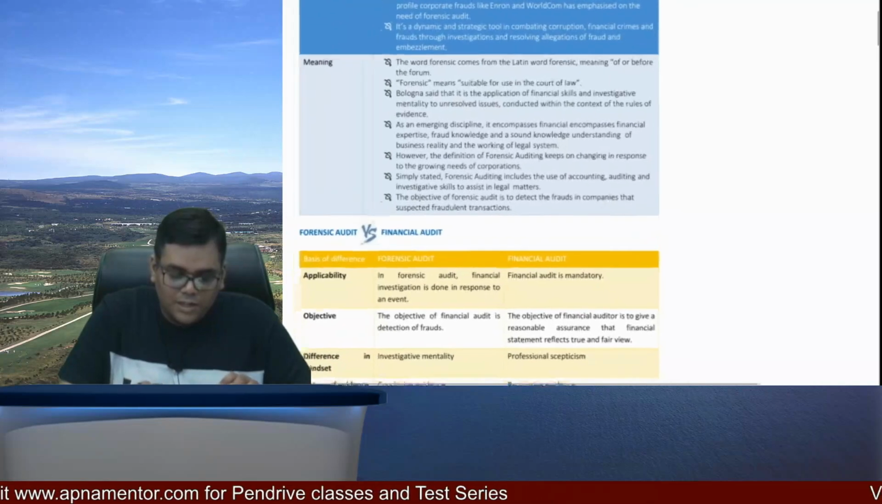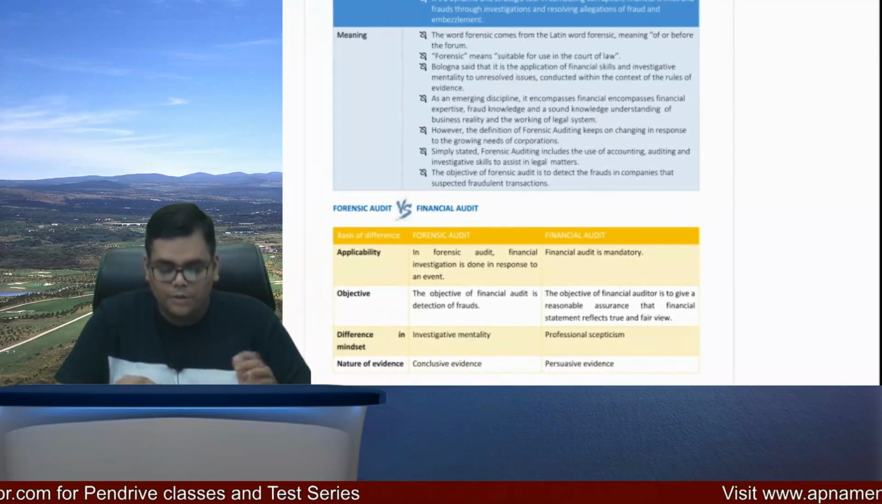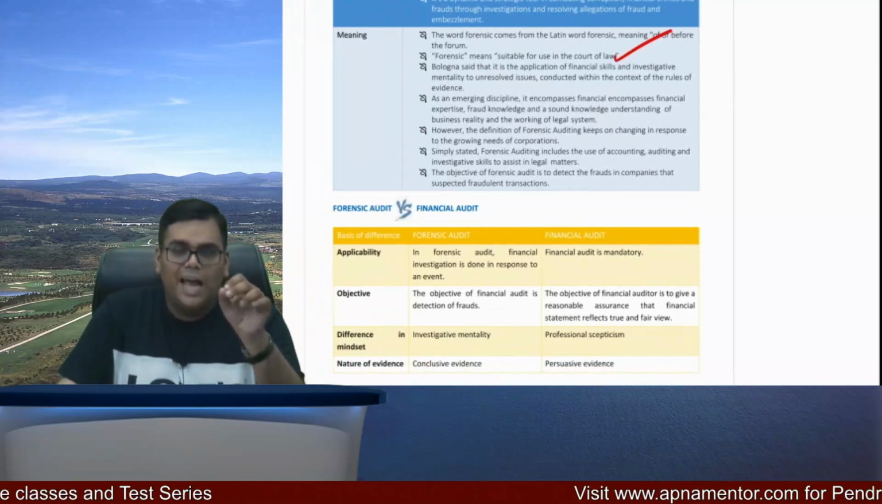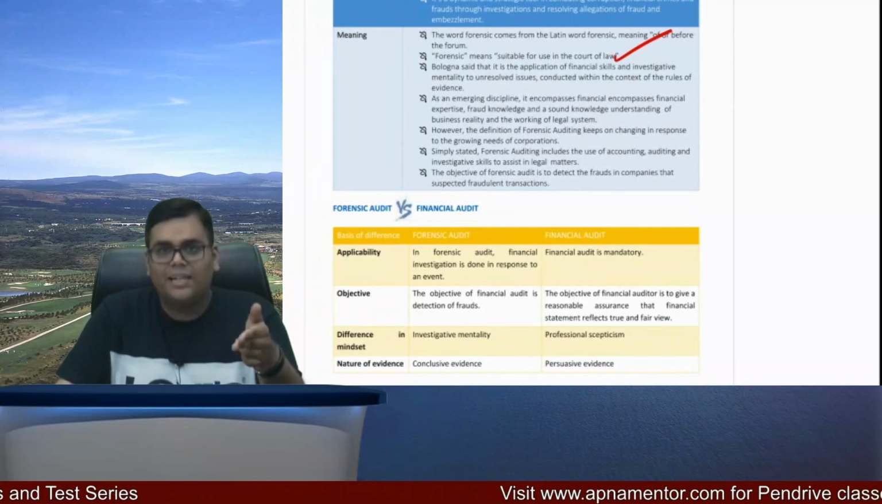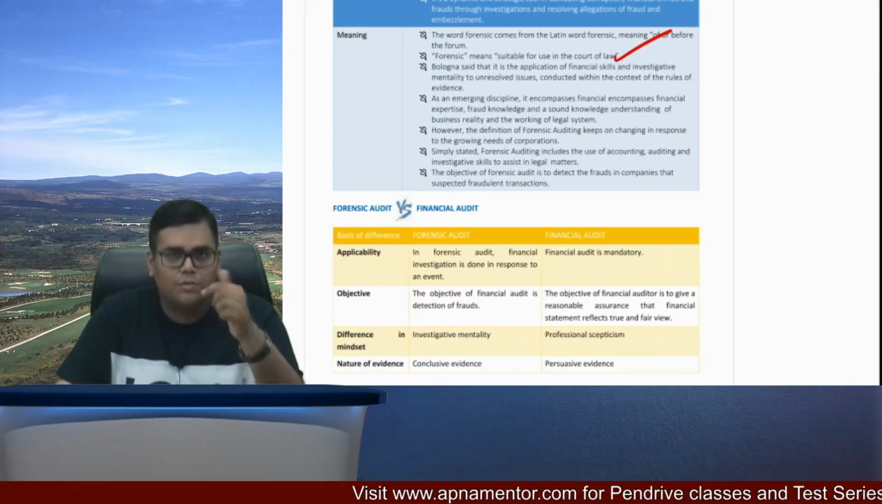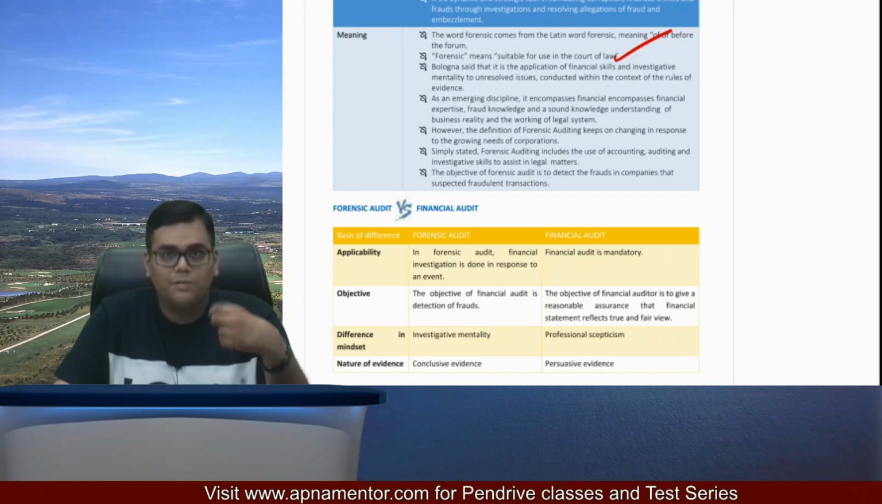The word forensic comes from the Latin word forensis, meaning of or before the forum. Forensic means suitable for use in the court of law. As we know, as an auditor, the evidences that we gather are not suitable for using in the court of law. That is why we say that those evidences are persuasive, not conclusive. But forensic means suitable for use in the court of law.